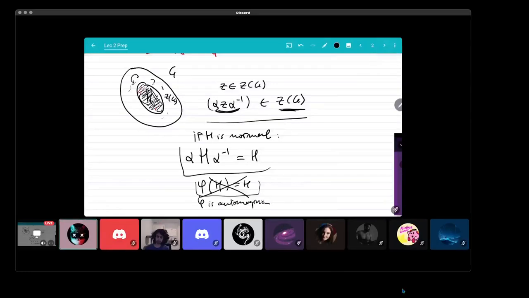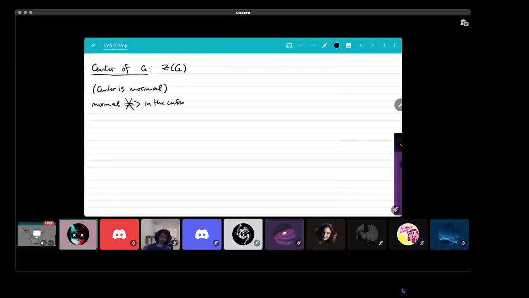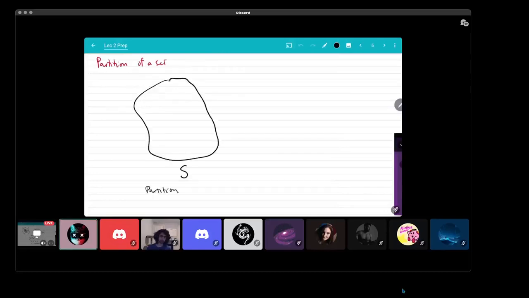Okay, so if there are any questions on morphisms and all of that's been said before, now is the time. Center, partition. Otherwise, we can start on the next thing.